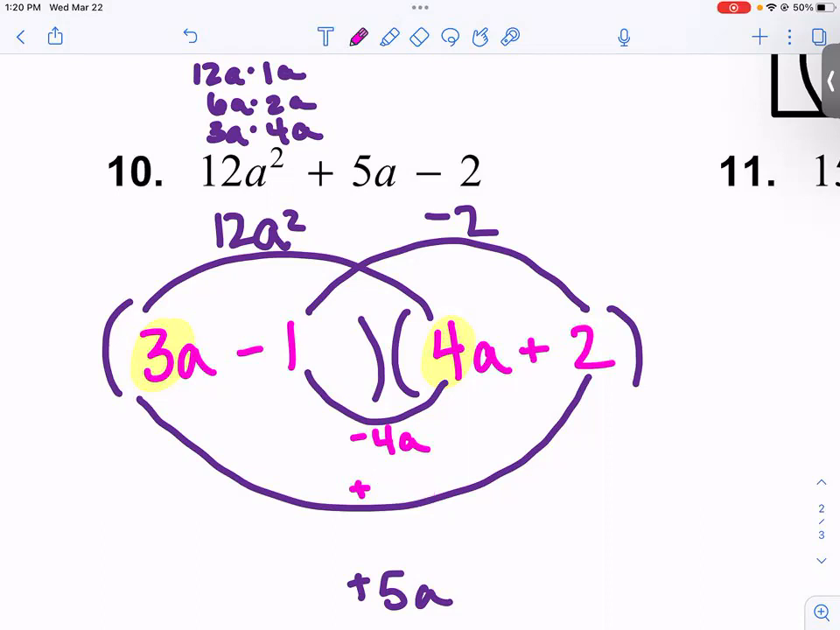All right, so now let's try. What did I say was the other? Oh, 2 and 1. Okay. All right, so let's try negative positive. This inside product would give us negative 8a, and this outside product would give us a positive 3a. What do you notice?